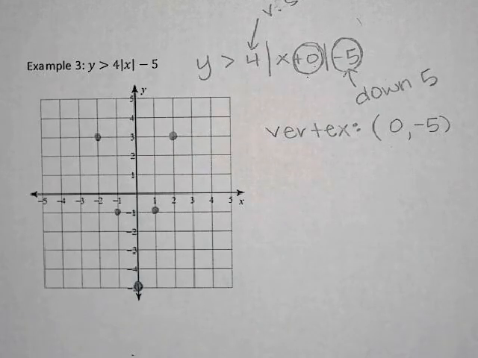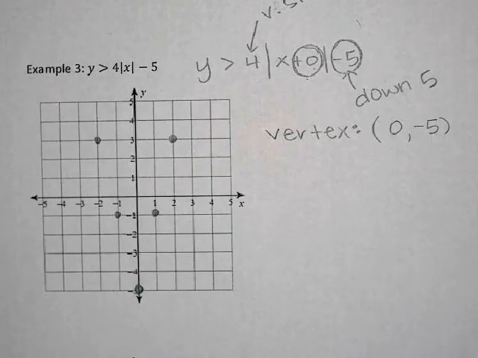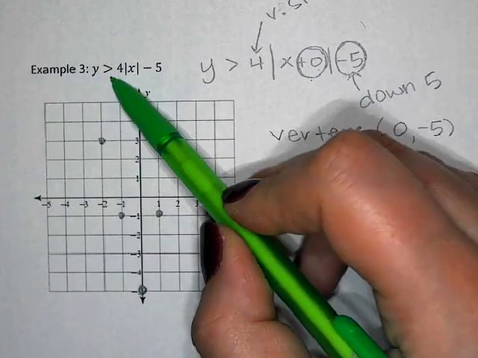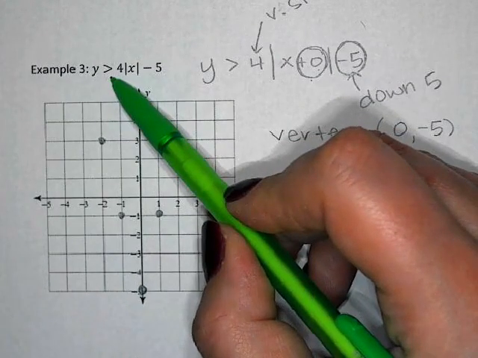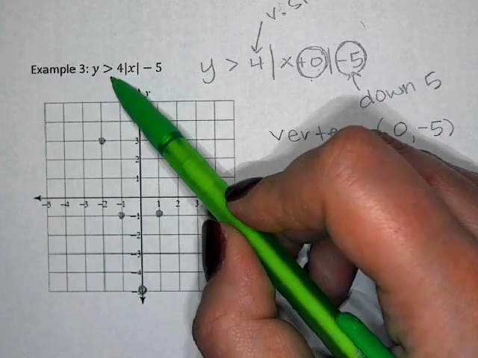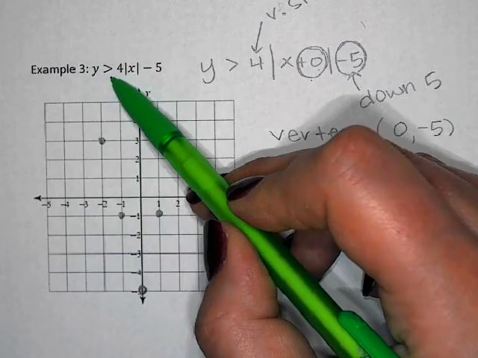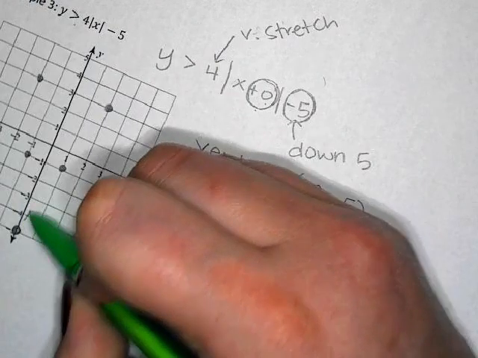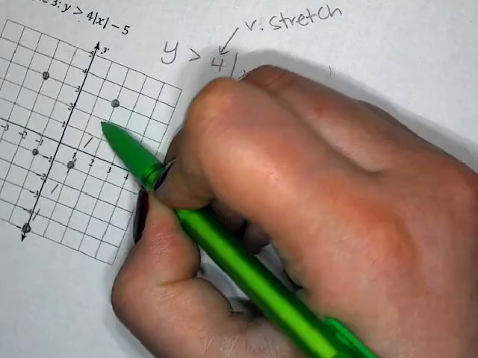Okay, and this graph is actually an inequality. So does this one get a dotted line or a solid line? And think about the symbol. It's a dotted line. How do we know? It doesn't have the equal to underneath. So this gets the dotted line. Okay, dotted line. And since it's an inequality, what else do we have to do? We have to shade.